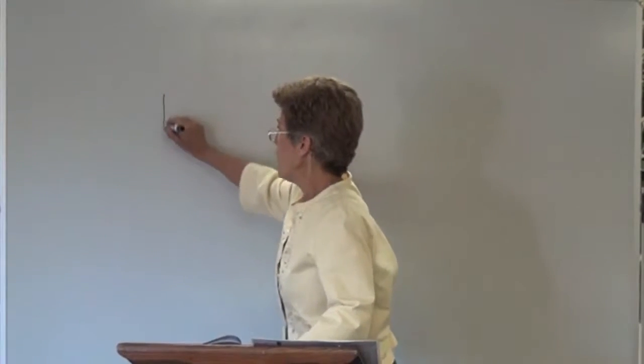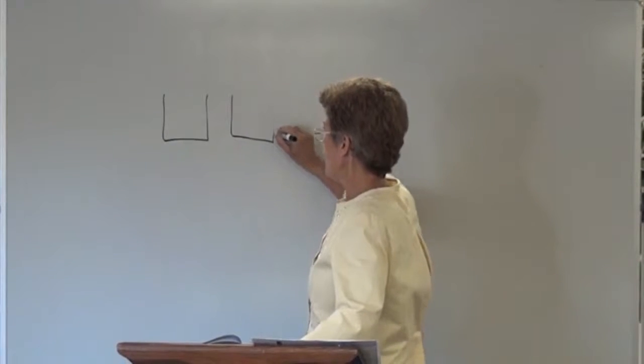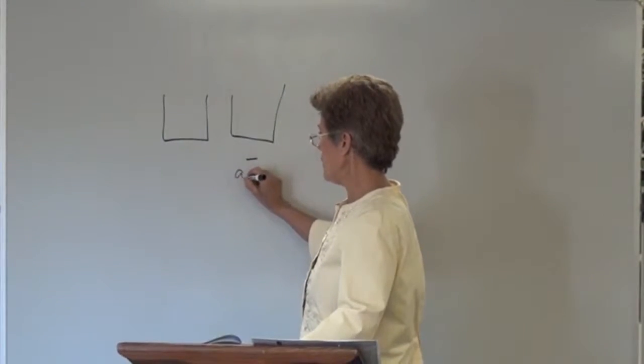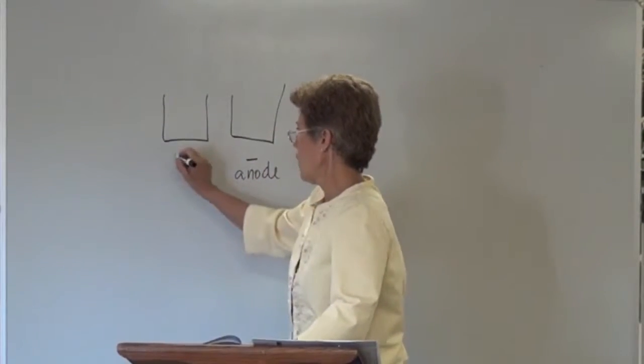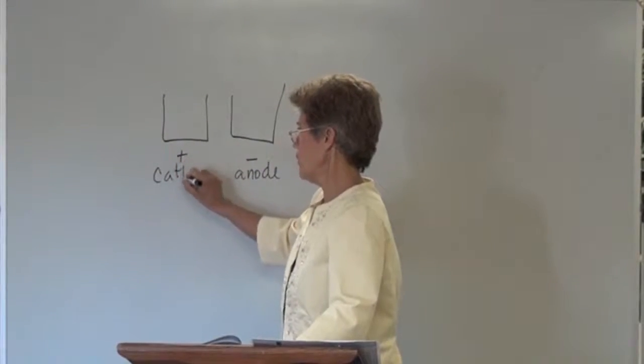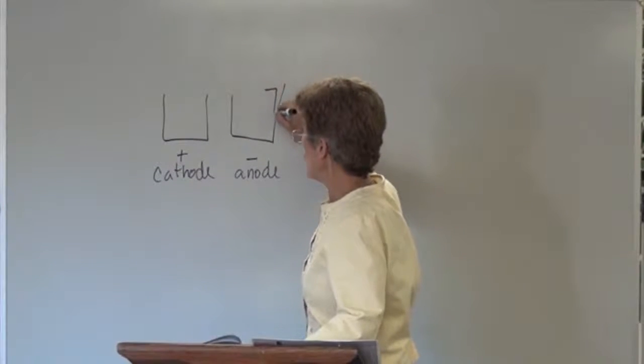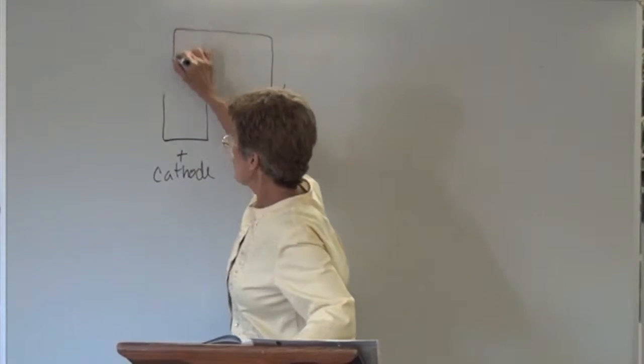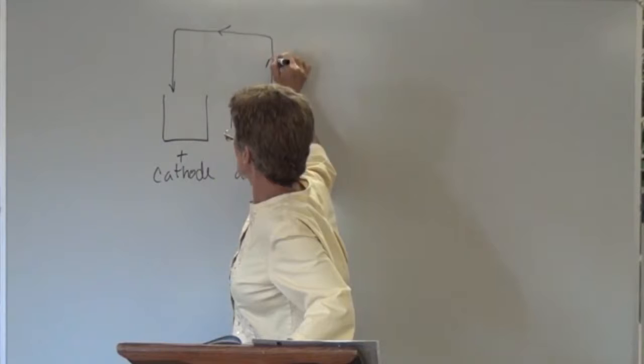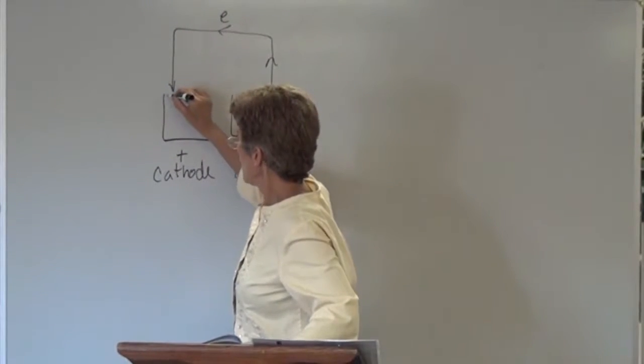Okay, so if we have our setup like this, then our anode is over here. Our cathode is over here, which is how we've been drawing all of them. The electron flow lets us know that we are correct in this. That's our electron flow. Then we have our electrodes.